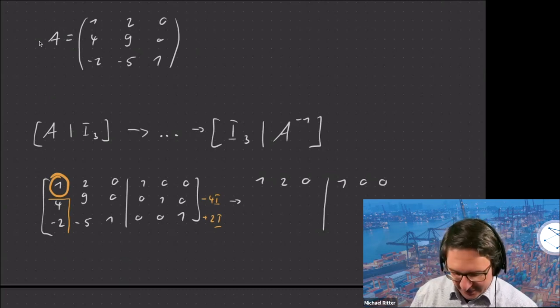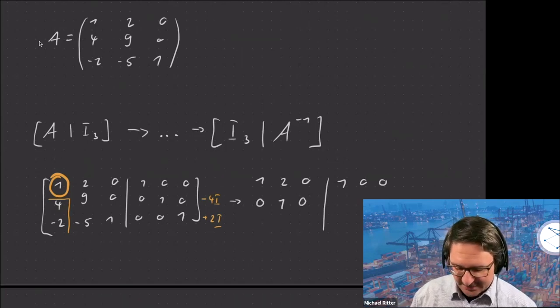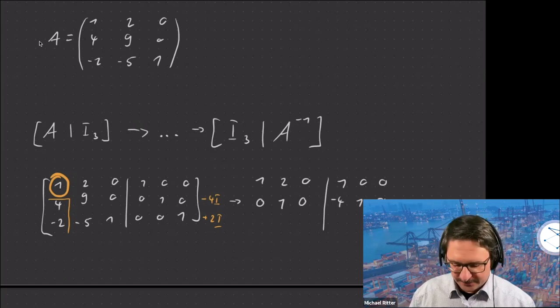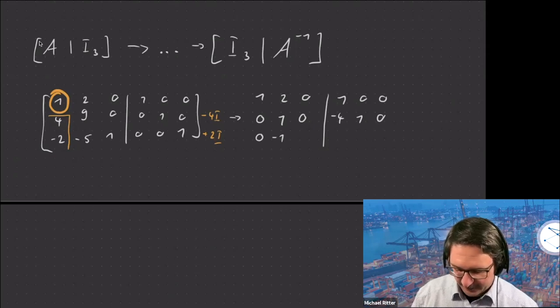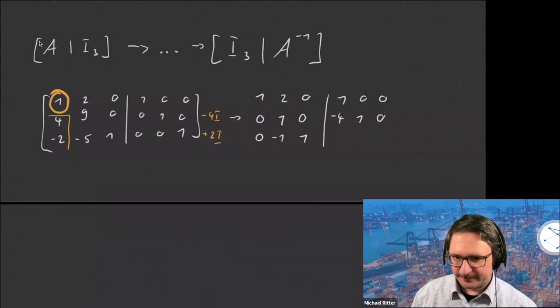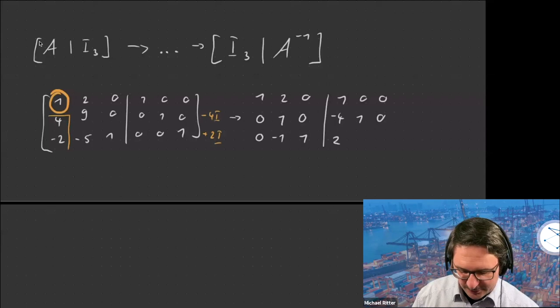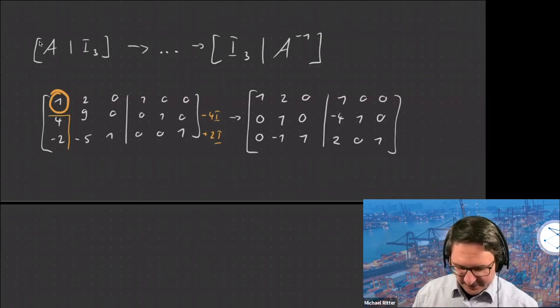Then in the second row, we get 4 - 4, that's 0. Then we get 9 - 4 times 2, so 9 - 8, that's 1. And 0 - 0, that's of course 0. Don't forget the right-hand sides as usual. 0 - 4 is -4. And we have 1 - 0 and 0 - 0, that doesn't change. Then for the third row, we get -2 + 2, that's again 0. Here we have -5 + 2 times 2, so -5 + 4, that's -1. And 1 + 0, that's 1. And for the right-hand sides, we get 2, 0, and 1.